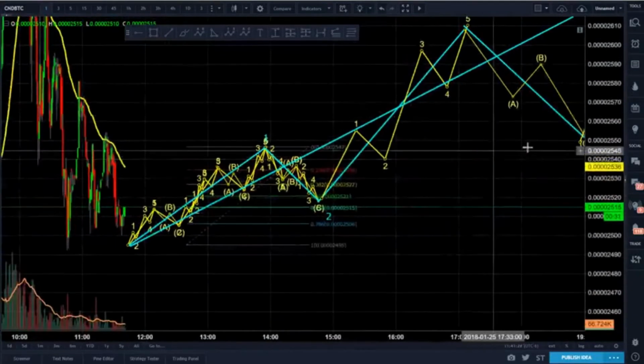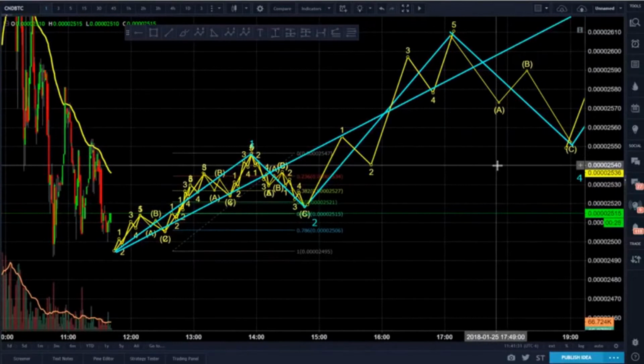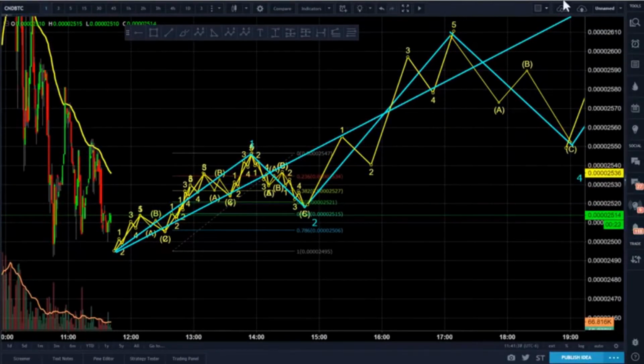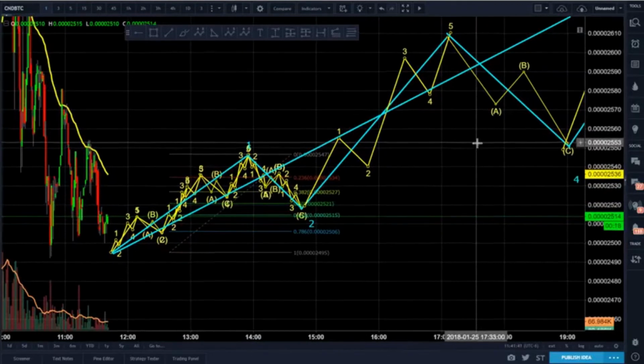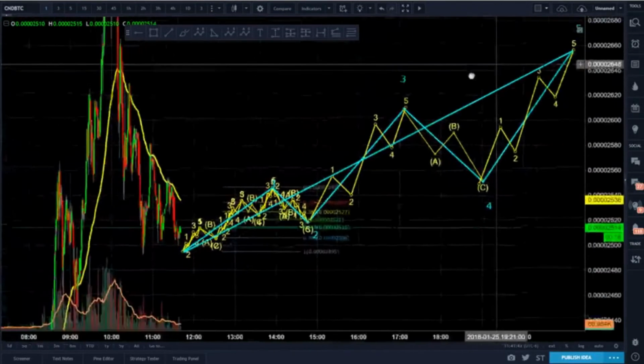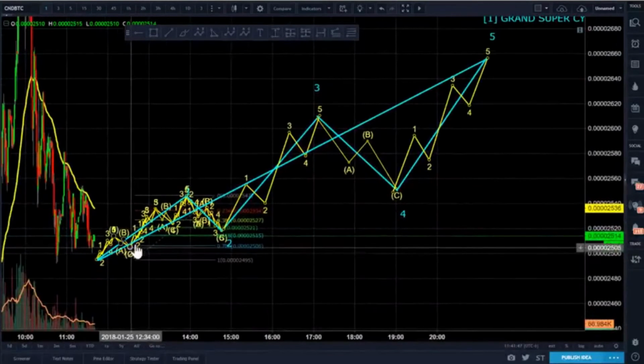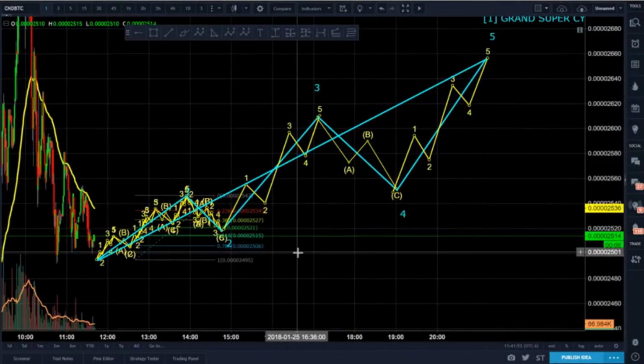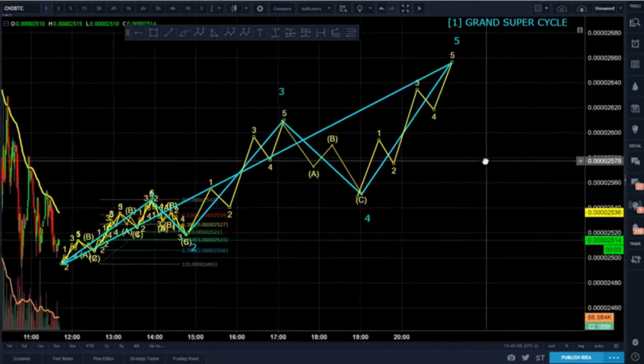And I memorized it already. It goes from grand supercycle to supercycle to primary to intermediate to minor to minute to minuette to subminuette degrees. So these degrees are denoted by specific annotation as well. And once again, what we need to remember from this right here is that waves 1, 3, and 5 are impulse motive waves up with the trend, and then waves 2 and 4 are always against the trend.